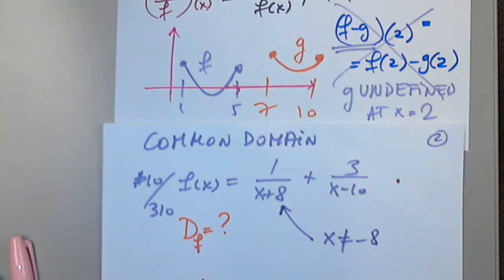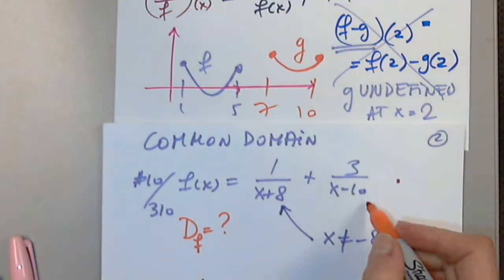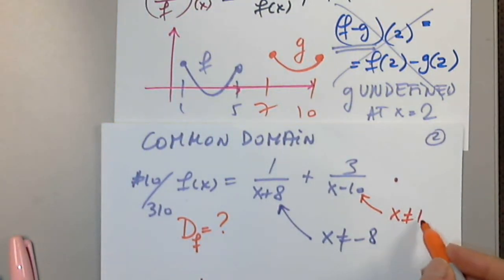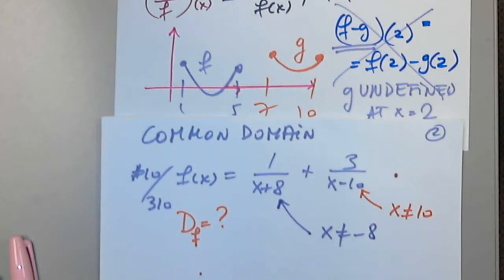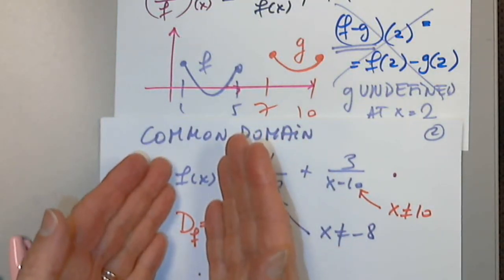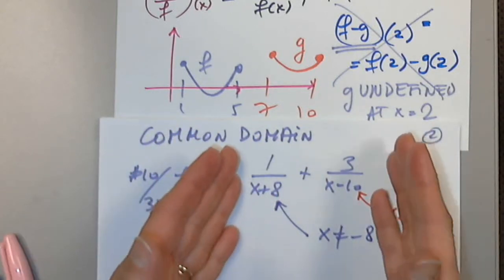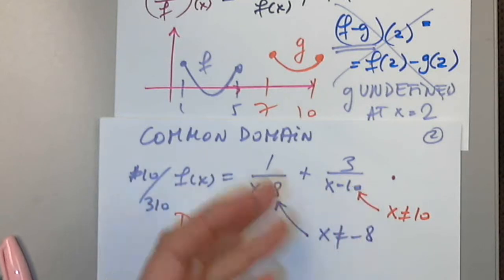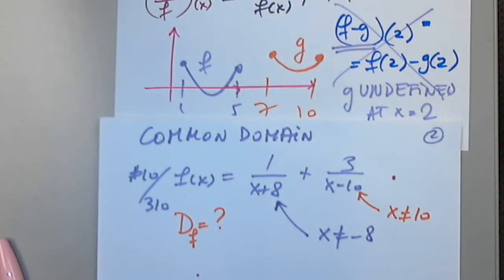Now, can you repeat the same scenario for this one? What can you say? X cannot equal 10. Perfect. So now remember, we are looking for the common domain. For this to exist, I have to choose a domain such that both exist at the same time. Okay, so let's find the common domain. What will that be?